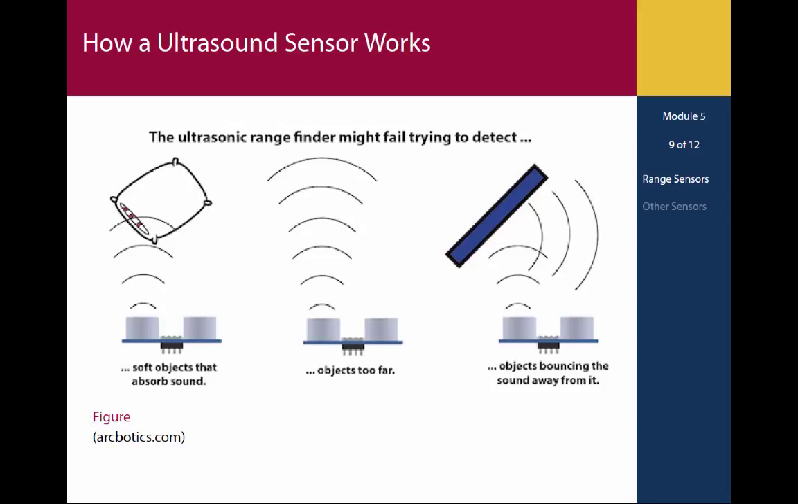Ultrasounds can also fail in a variety of situations. If we have a soft object that absorbs sound, then we wouldn't be able to get a reflection. If objects are too far away, the sound won't be reflected back. And also, if the object's at a certain angle, the sound waves can bounce off and head in a direction away from our receiver. In that case, you wouldn't get a measurement of the object at all.